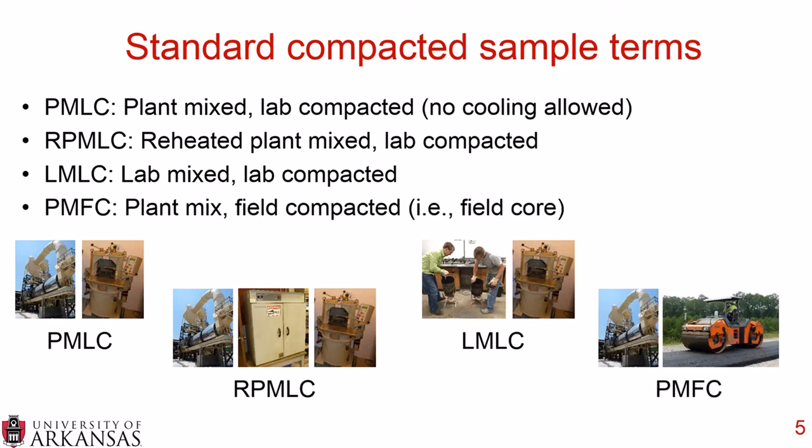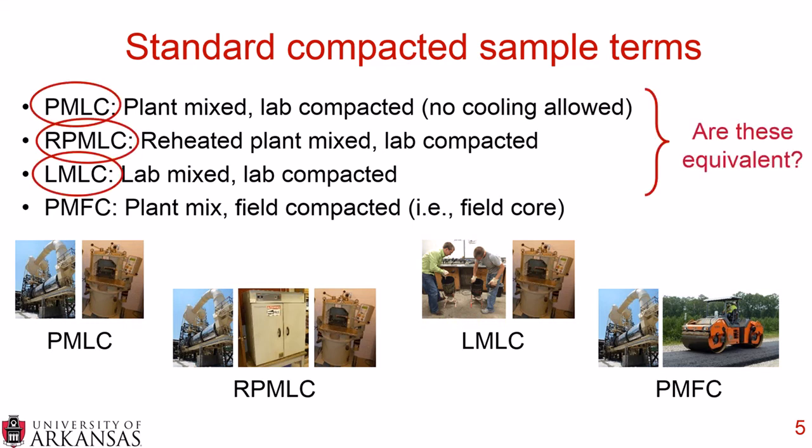And then finally there is the PMFC, which is plant mixed field compacted. These are also known as field cores. So this is where the mixture is made in a plant, it's placed in the field, it's compacted in the field, and then a sample is extracted out. Now some feel that this is the most representative way to get a sample, which is probably true, but it also means you're cutting a hole in your road right after it was built. And I have yet to meet an agency who's excited to cut a hole in their road. So because it's destructive, that's an added consideration.